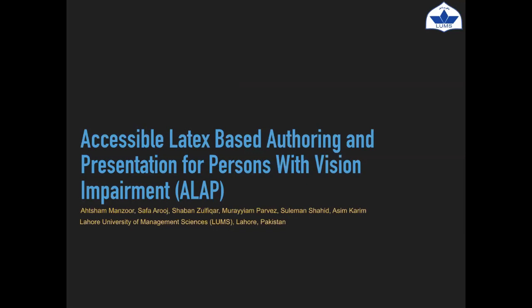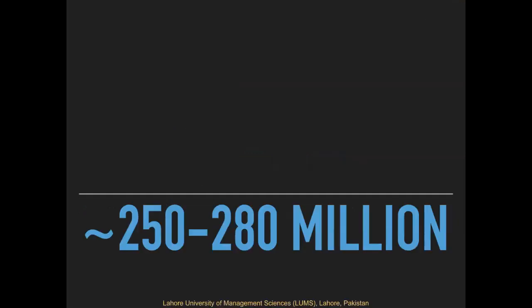So this is the paper I'm going to talk about today. Again, numbers, because I think these numbers are extremely important. You just cannot make a case without throwing these numbers in. So the world population has about 250 to 280 million people who have some kind of visual impairment.